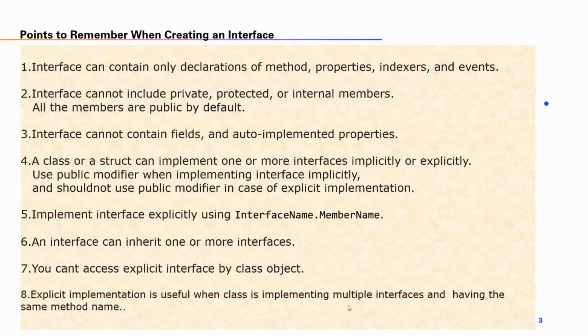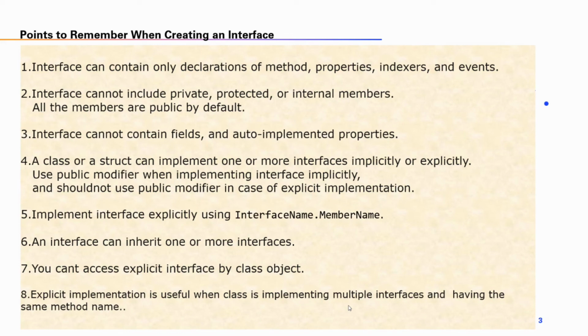When creating an interface, you should remember an interface can contain only declaration of methods, properties, indexes, and events. Interface cannot include private, protected, or internal members. All the members are public by default. An interface cannot contain fields and auto-implemented properties. A class or struct can implement one or more interface implicitly or explicitly. Use public modifier when implementing interface implicitly, and you should not use public modifier in case of explicit implementation. Implement interface explicitly using interface name.member name.